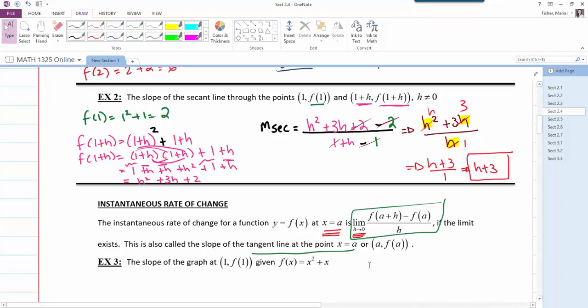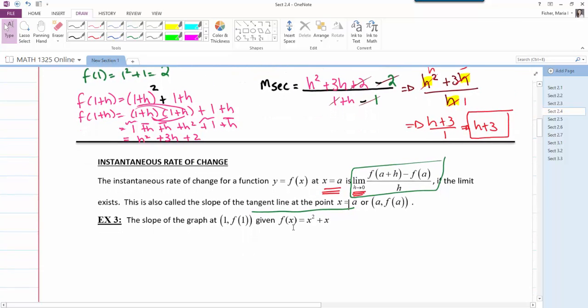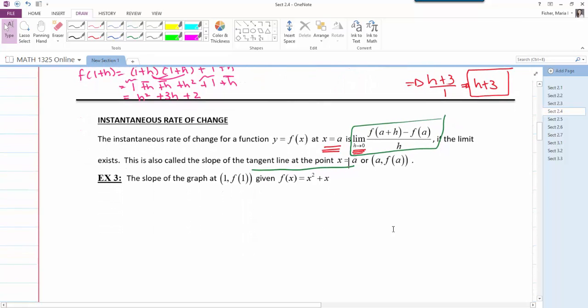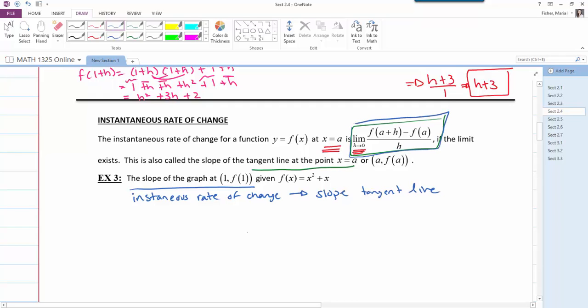So let's find the slope of the graph at this point, given that f of x is equal to x squared plus 1. So let's find the slope of the graph at that point. Well, whenever you're asked to find the slope of the graph at just one point, you're looking for the instantaneous rate of change, which is just the slope of the tangent line. In order to find that, we're going to use this formula that we've boxed up here. So in our case, a is equal to 1. So we need to figure out, well, what's the limit as h goes to 0 of f of 1 plus h minus f of 1 all over h.